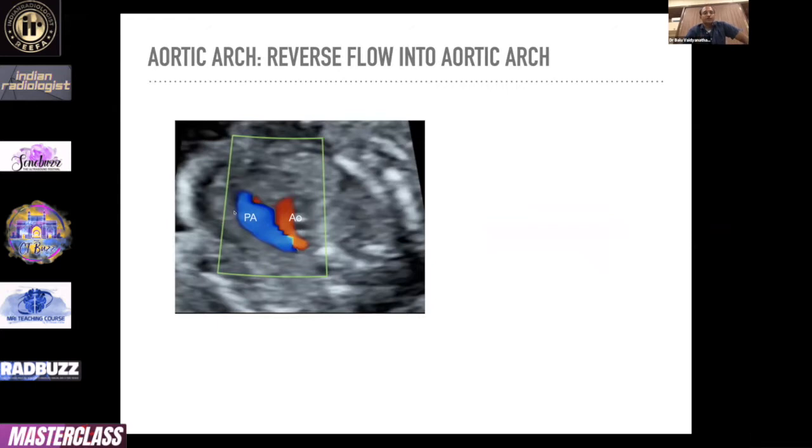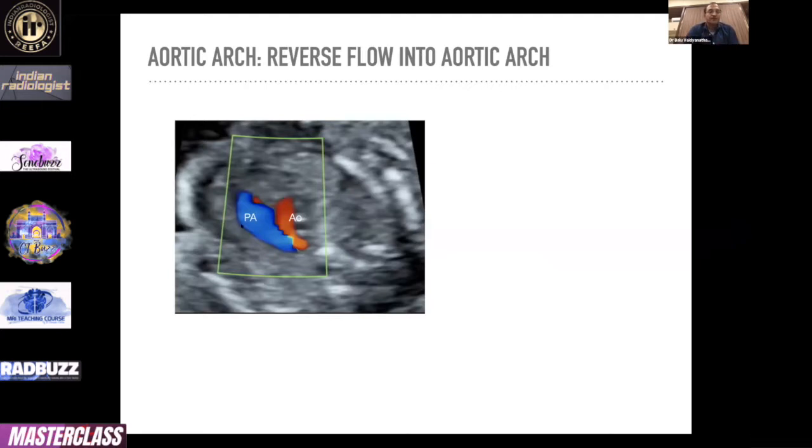Two things you can notice about this three-vessel view. One is that there is a reverse flow, a red flow into the aorta. So that suggests that there is absolutely complete obstruction at the level of the aortic valve. So the blood is going into the pulmonary artery, and then retrogradely the blood is flowing into the aorta through the ductus arteriosus. So that is the most striking feature.